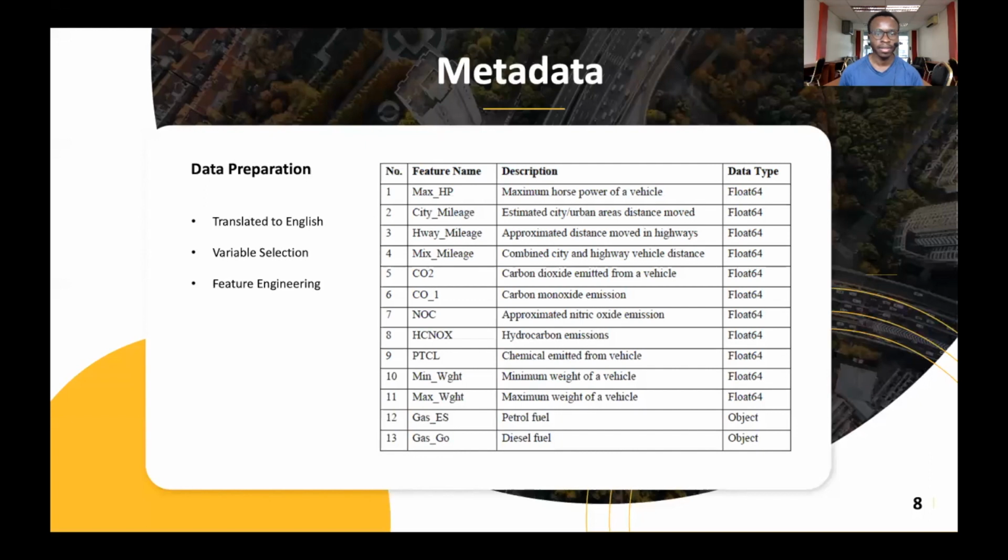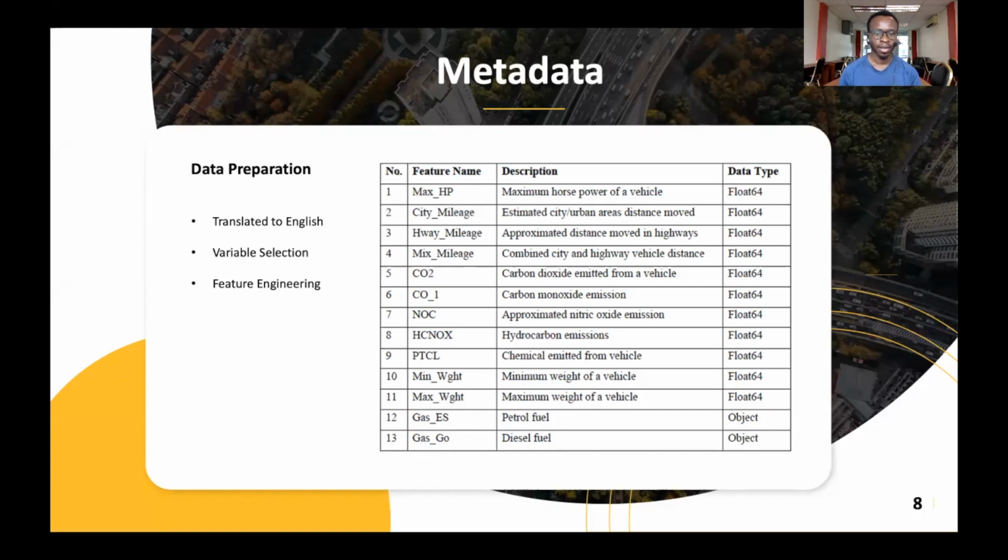Okay, so now we look at the metadata for the dataset that was found. So now this dataset was in French. It was transcribed to English. Lots of unnecessary variables were included in here. Most of them administrative, that had little to no importance or significance to this study and were therefore dropped.